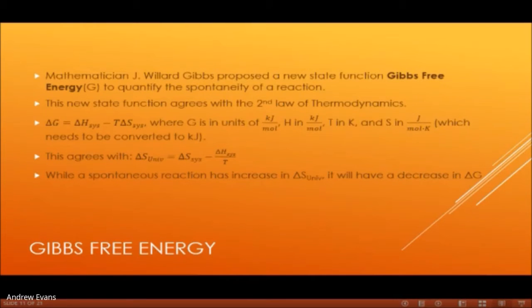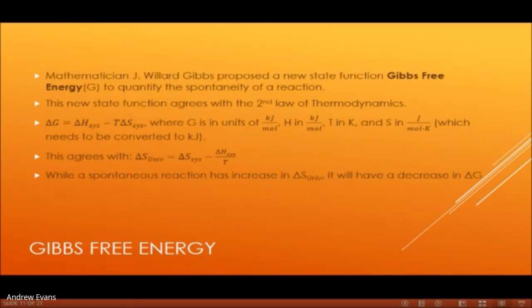But please note, due to how this is set up, when a reaction is spontaneous, delta G will be a negative number. Delta G is a negative number. When the reaction is non-spontaneous or won't work, delta G is a positive number.